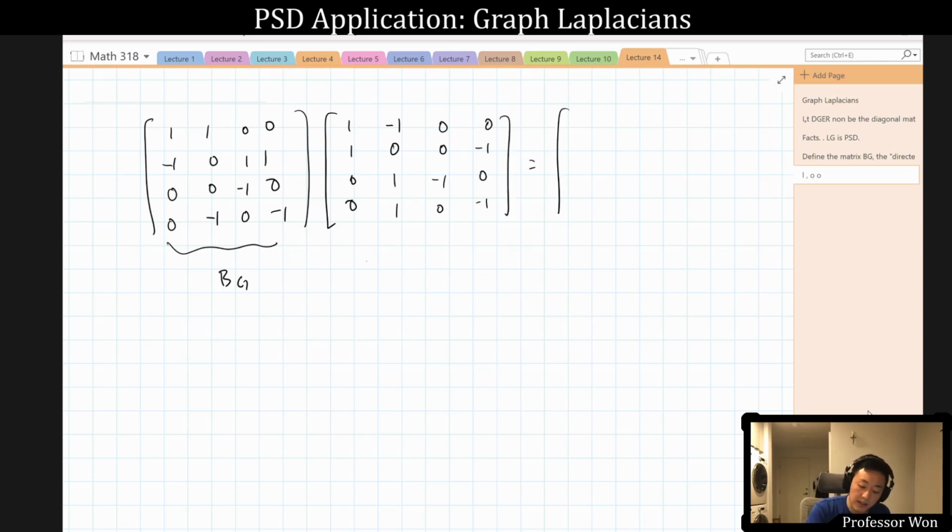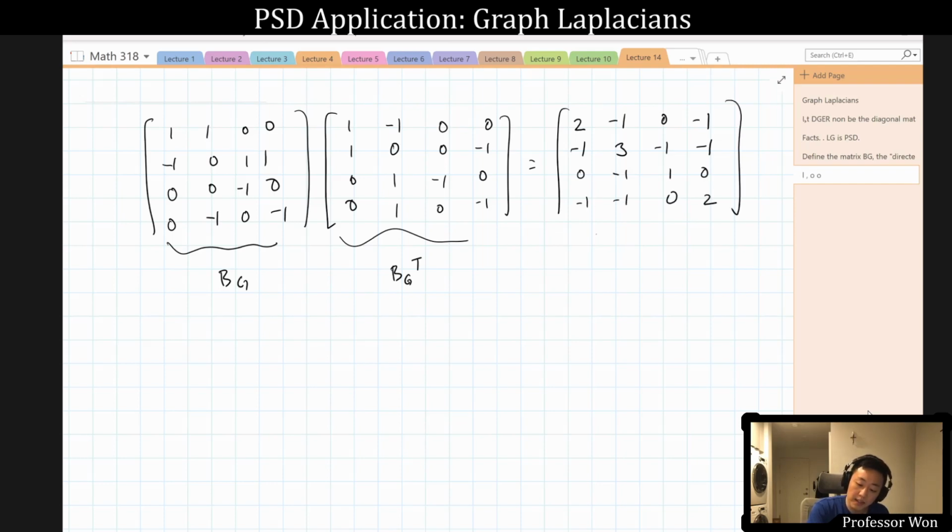If we take this product, this is BG transpose. Let's see, the first row dotted with the first column, you get 2. The first row dotted with the second column, you get minus 1. First row dotted with the third column, you get 0. First row dotted with the fourth column, you get minus 1. Second row dotted with the first column, you get negative 1. Then you will get 1 plus 1 plus 1, in other words, you get 3. Then you'll get negative 1 again, and negative 1 again. Then you just do this process. I have the answer here, of course, but you should check for yourself.